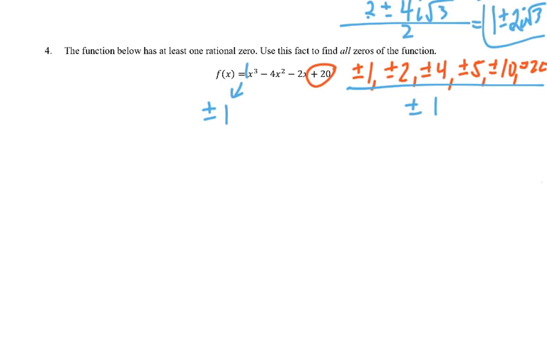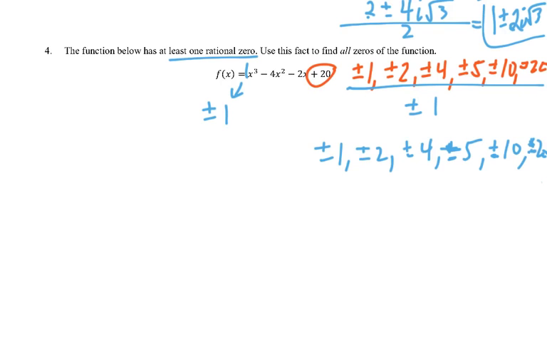So all of our possible values are going to be plus or minus 1, plus or minus 2, plus or minus 4, plus or minus 5, plus or minus 10, plus or minus 20. Now they tell us that the function below has at least one rational zero, so one of these values will have to be a 0 based on the rational zero theorem. So we could start with 1. So let's see what happens. 1. Write my coefficients of my polynomial: 1, -4, -2, 20.